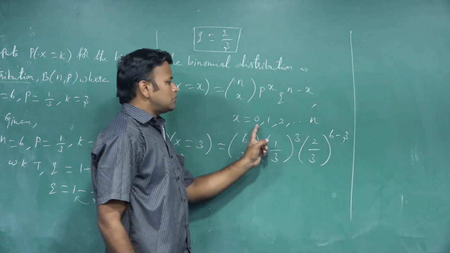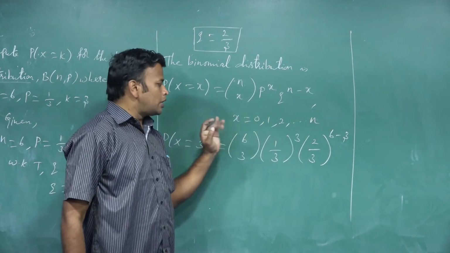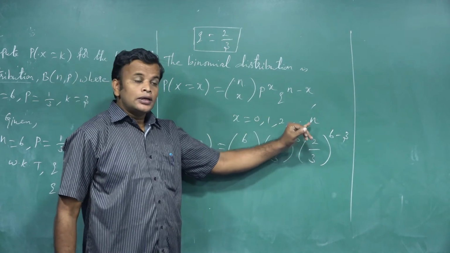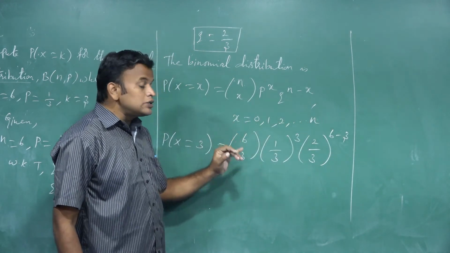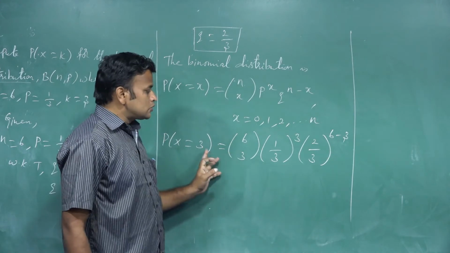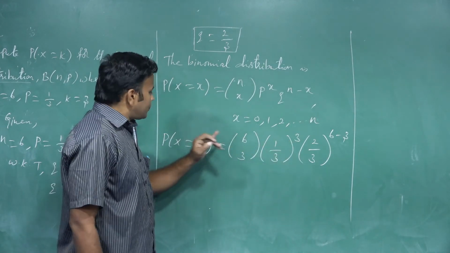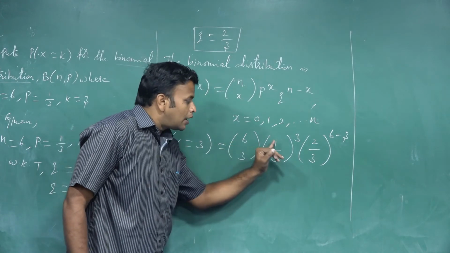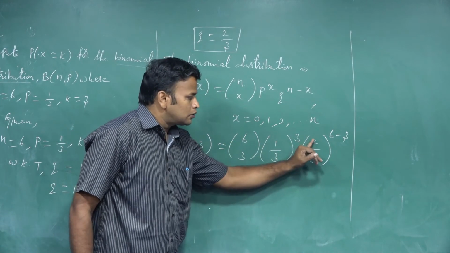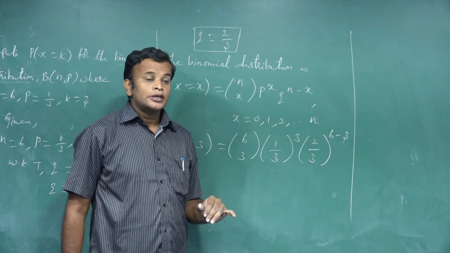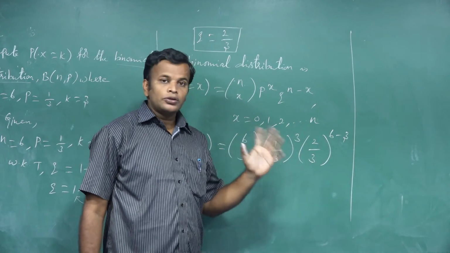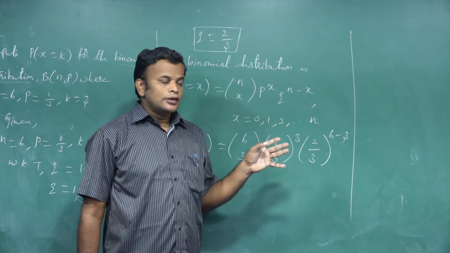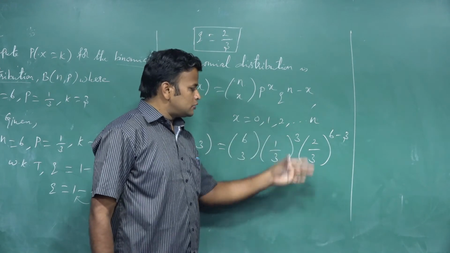You don't put x equal to 0, 1 to 3 like this. Actually, the value of x starts from 0 up to n. Here we assume the value of x is exactly 3, so here x has only one value. So nCx, p power x, q power n minus x. Suppose the power is 5 or more than 5, we leave it as it is. Suppose it is less than 5, we simplify.